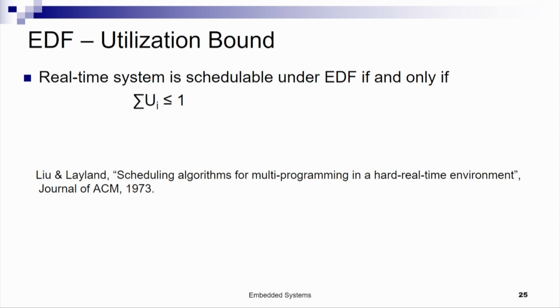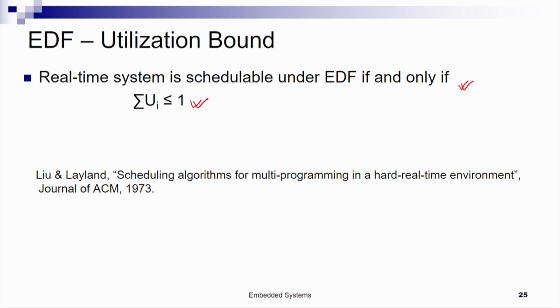Okay. So, what is the bound? A real time system is said to be schedulable under EDF if and only if the summation of its utilization is less than or equal to 1. For RM we saw that in the worst case, for a large number of tasks, if summation Ui is less than or equal to 69%, there can be cases where that task set will become unschedulable. So, if the summation of Ui is greater than 69%, then it may become unschedulable.